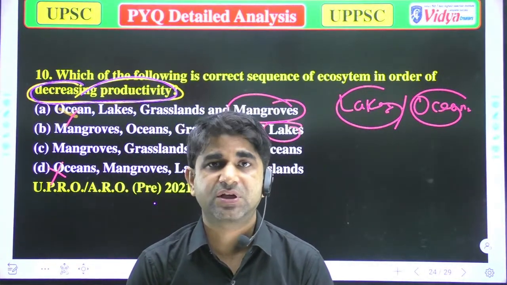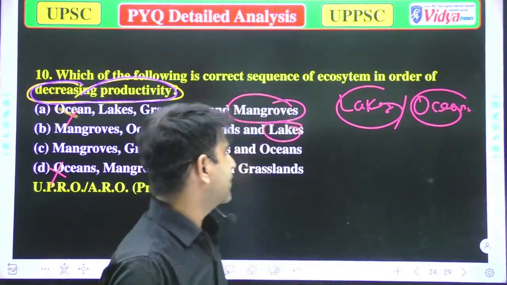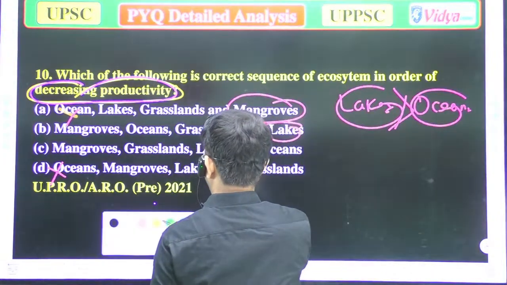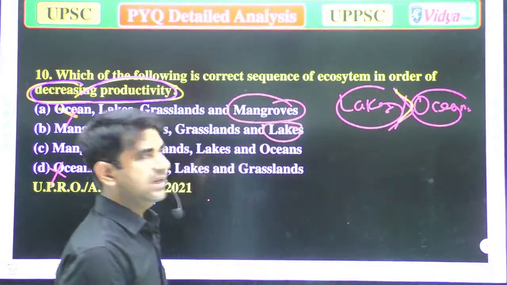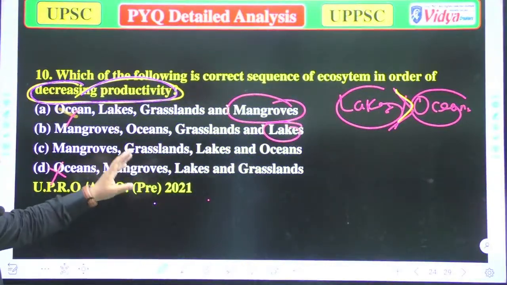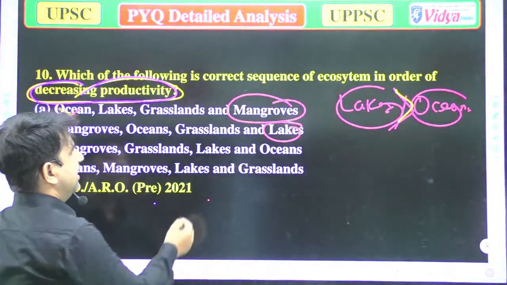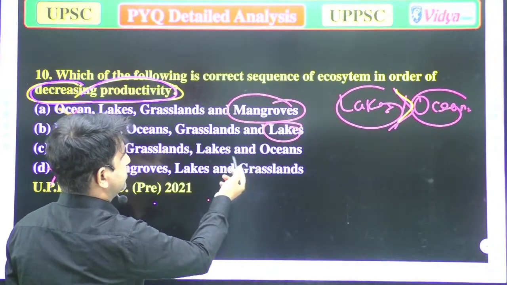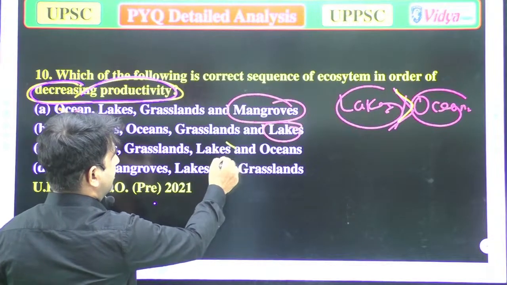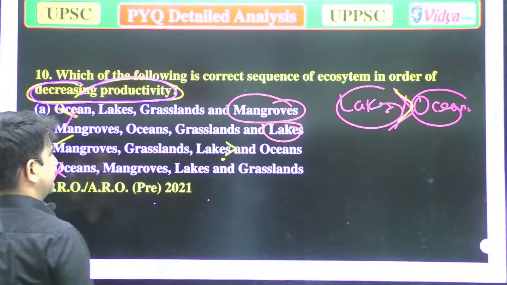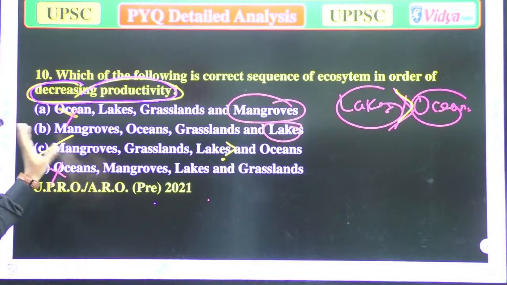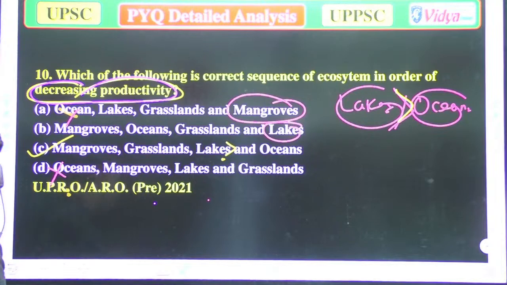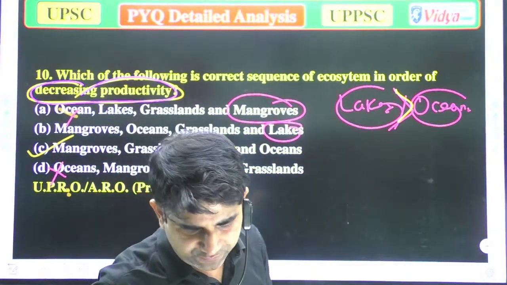When there is a huge area, its productivity will be less. So we can say that the ocean has less productivity than lakes. In these options, lakes come before ocean, so that will be the correct answer. The correct sequence is mangrove with the highest productivity, then grassland, then lakes, and then oceans. These are the correct sequence of that question.